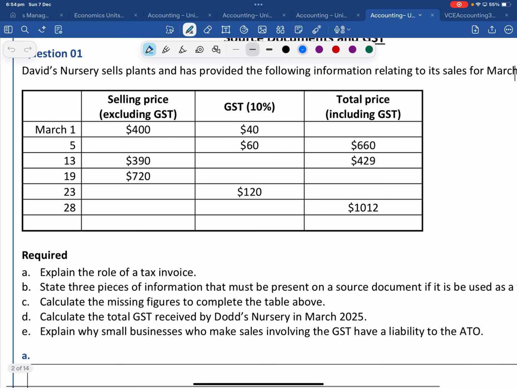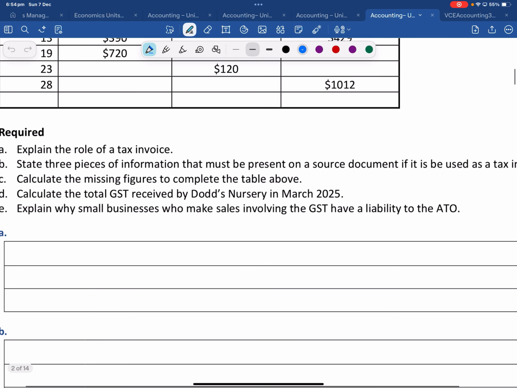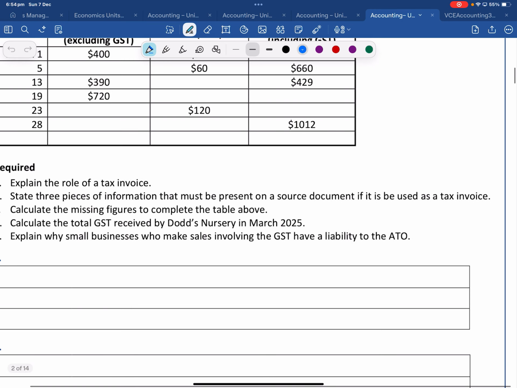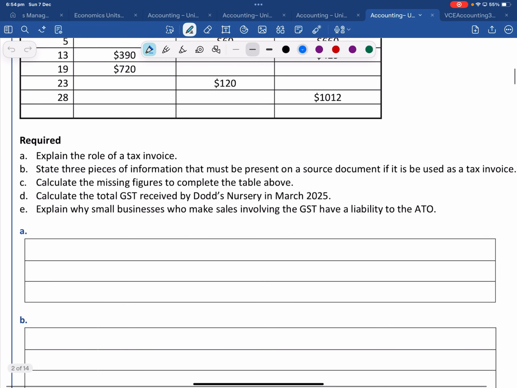Right. Role of taxi noise. We'll do it in part C.